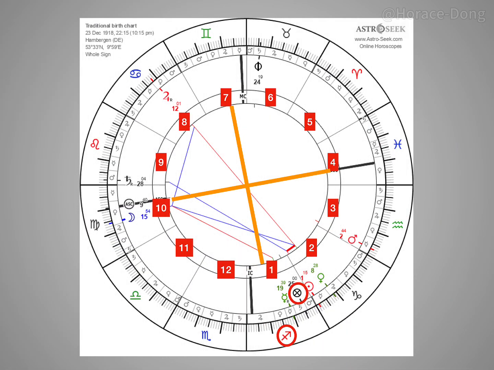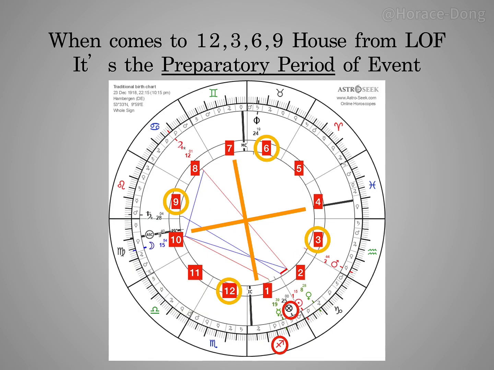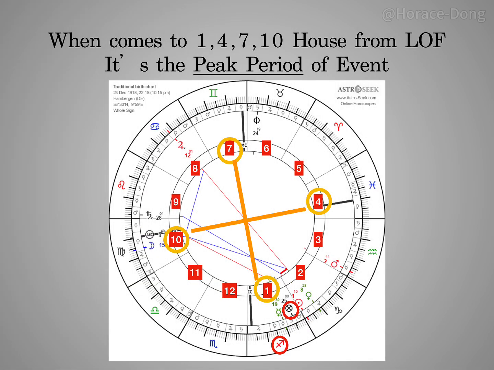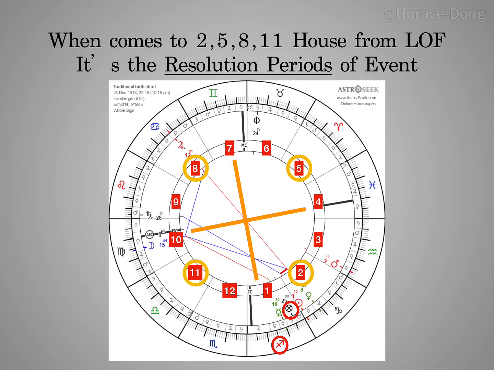And now it's time we use another coordinate system. The 12th, 3rd, 6th, and 9th houses from the lot of fortune are the preparatory periods. The 1st, 4th, 7th, and 10th houses from the lot of fortune are the peak periods. The 2nd, 5th, 8th, and 11th houses from the lot of fortune are the resolution periods.